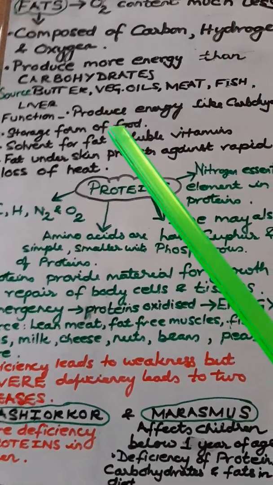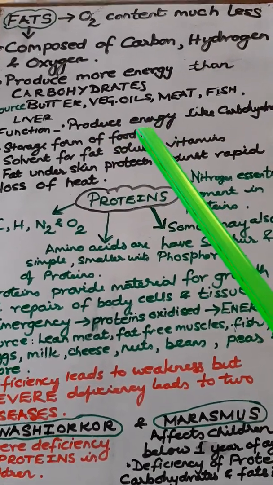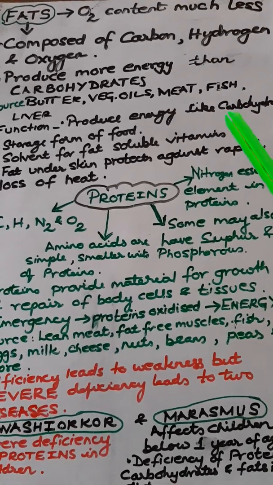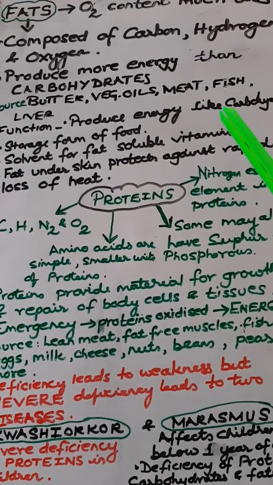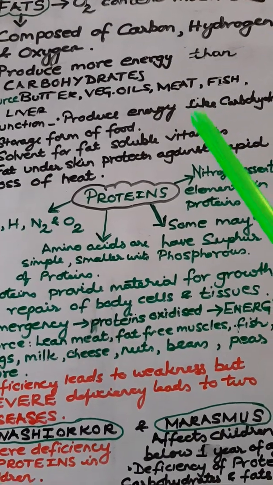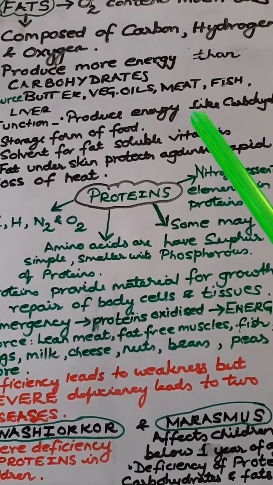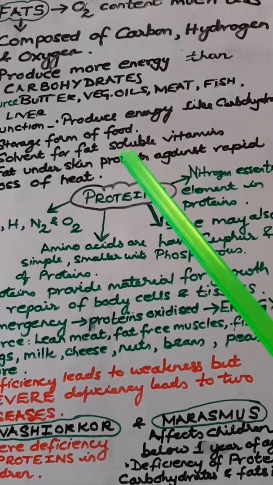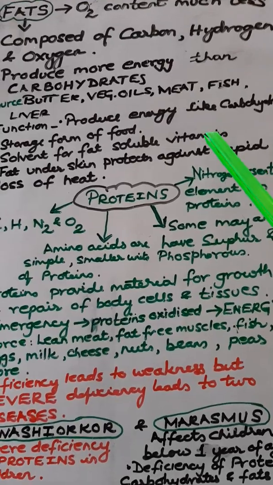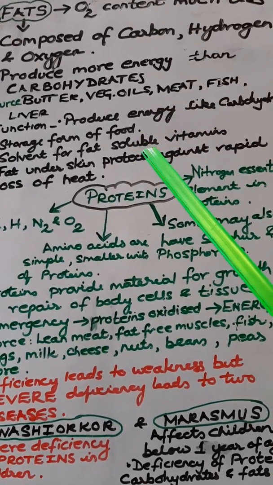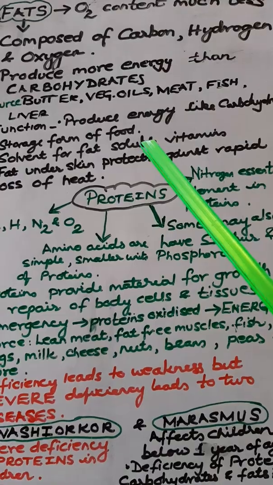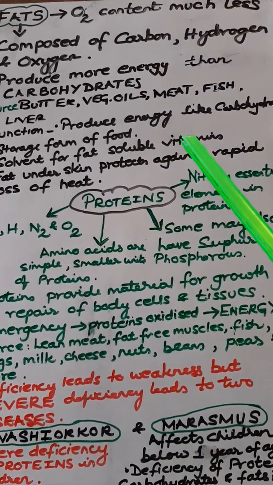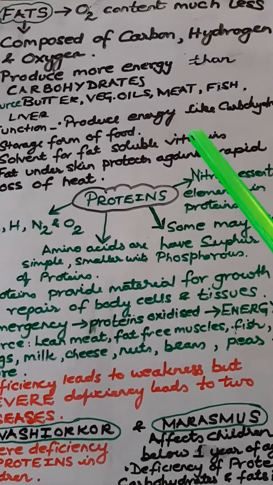Function: they produce energy like carbohydrates. They are also energy giving foods like carbohydrates. It is a storage form of food, a form of food which is stored also in the body. It is a solvent for fat, because many vitamins are soluble only in fats. So it acts as a solvent for vitamins that are soluble only in fats.